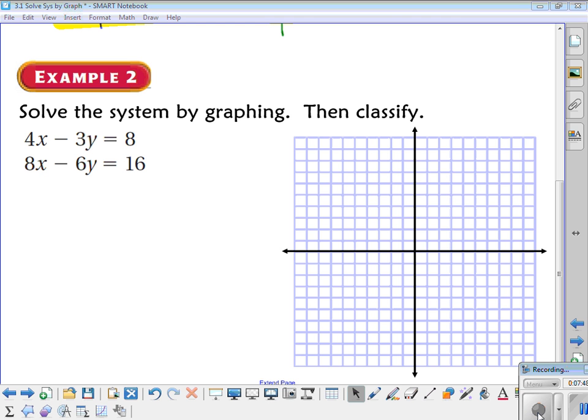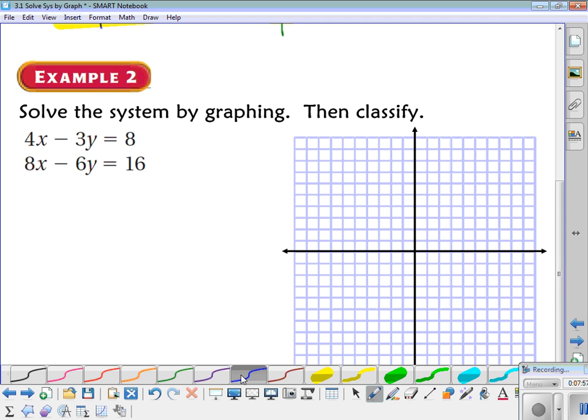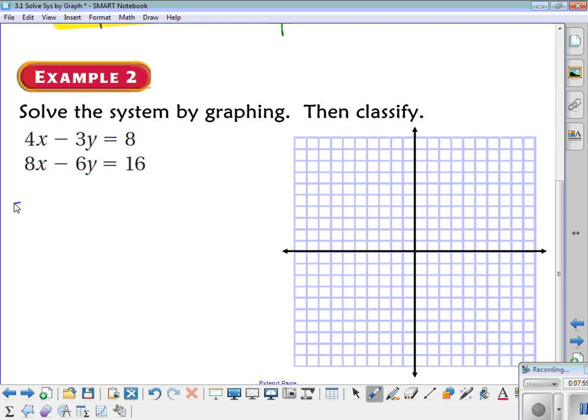Alright, so we're going to solve the system by graphing, and then we're going to classify it. Since 3 doesn't go into 8 evenly, I'll go ahead and rearrange this one. So if I subtract the 4x, I get negative 3y equals negative 4x plus 8, and then I divide by the negative 3. I get that y equals 4/3 x minus 8/3. Isn't that a lovely number?